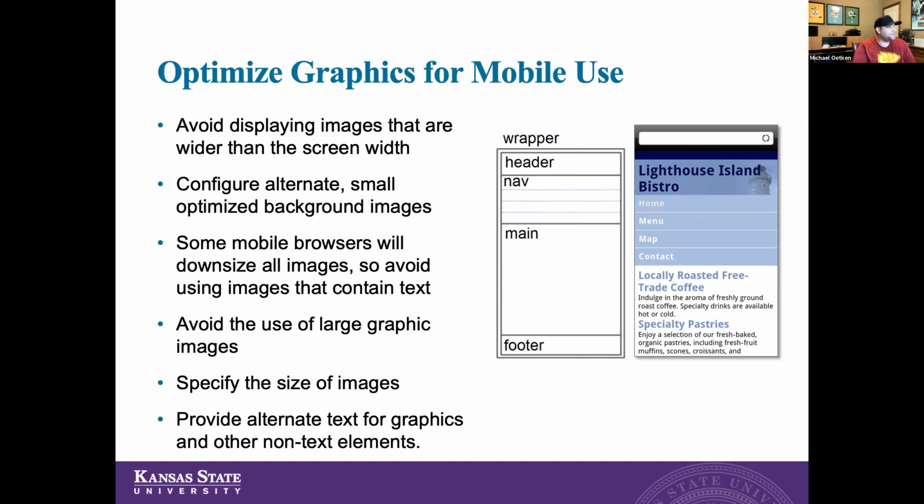So as far as our graphics for mobile use, right, we want to avoid using images that are wider than the screen. Okay, so here in a few slides, we'll talk about how to automatically resize images for a mobile screen. We usually want to try to avoid images that have text in them, okay? Because a lot of times we're shrinking those photos and graphics down, so if you have some text in there, it might not be readable when it's really small. And we want to specifically specify the sizes of the images that we use.